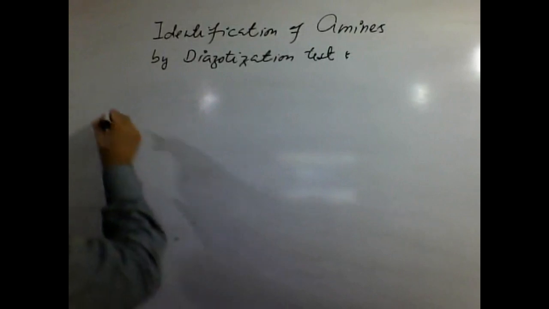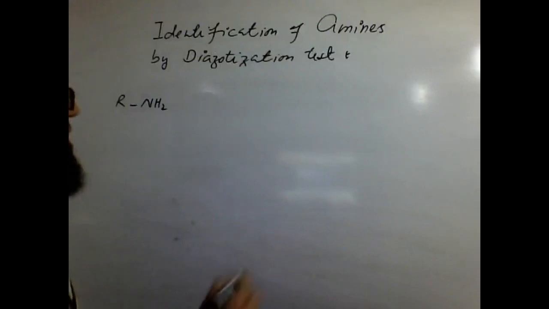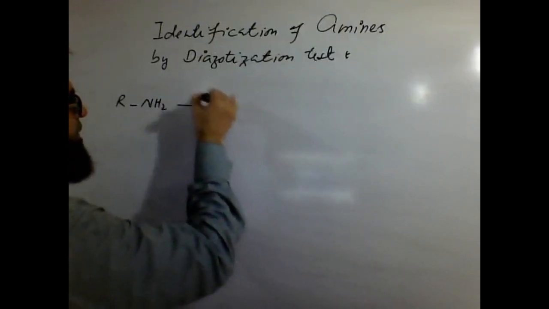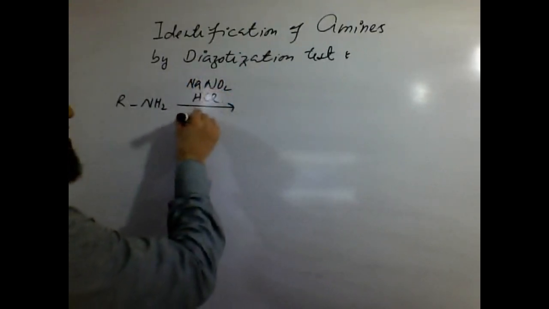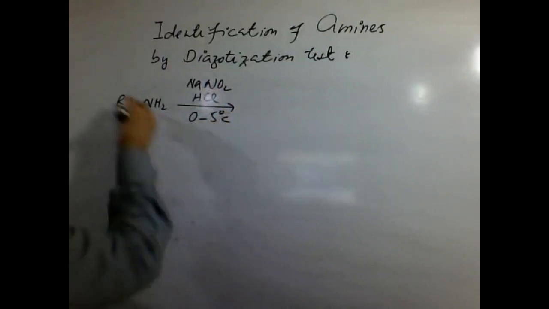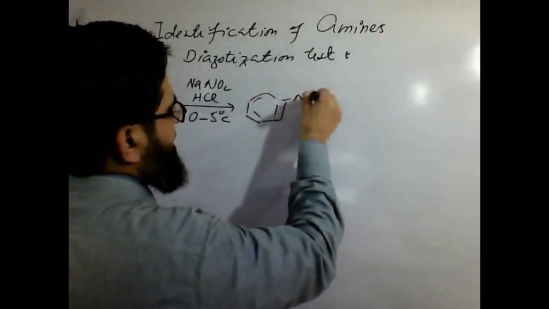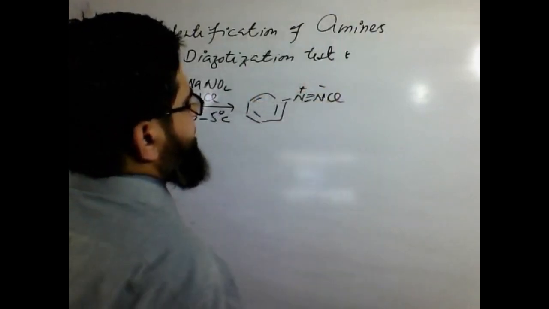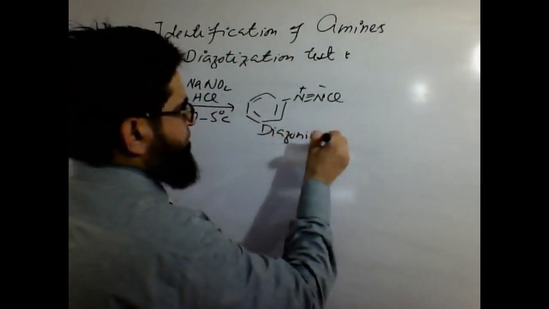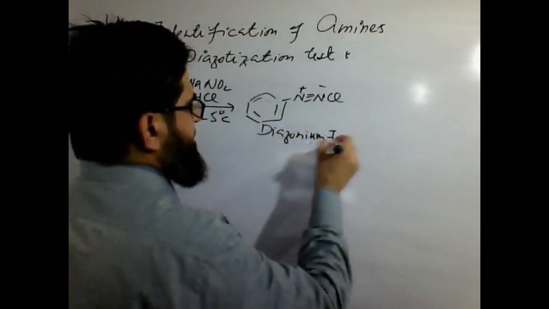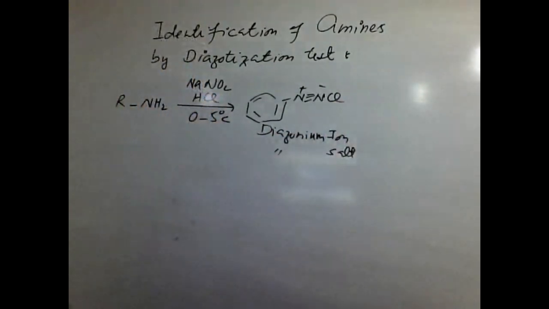Once your compound is any sort of amine, what we do, as I've just explained, we put in NaNO2 and HCl. We keep the temperature at 0 to 5 degrees. After the reaction of these, we receive a diazonium salt in this fashion. It's a diazonium salt due to the presence of this chloride that comes from the HCl.